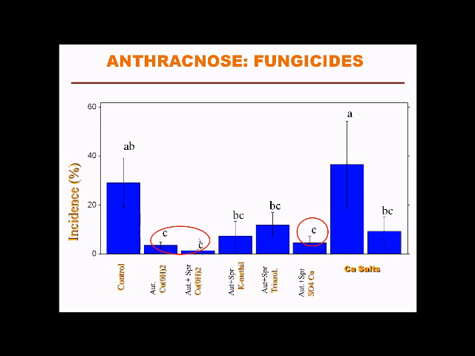This graph shows the result of an experiment carried out in an olive orchard with a high incidence of anthracnose. We can see that the application of copper hydroxide in autumn or in autumn plus spring, or copper sulfate in autumn plus spring, significantly reduced the incidence of the disease in relation to the control.